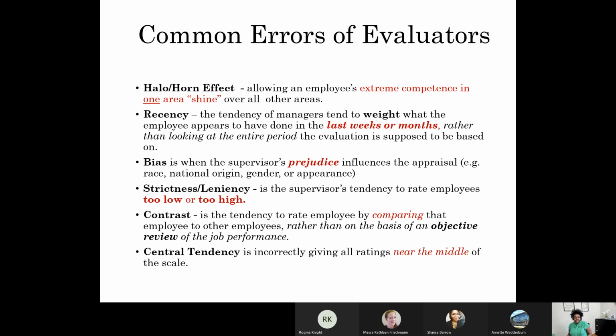All right. Bias is when the supervisor's prejudice influences the appraisal. And we don't see a whole lot of this, I guess.